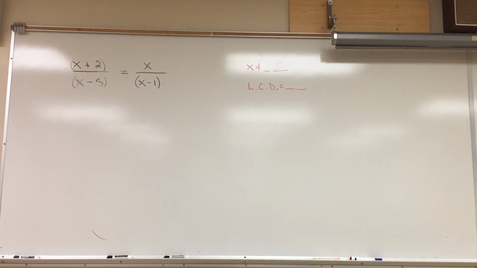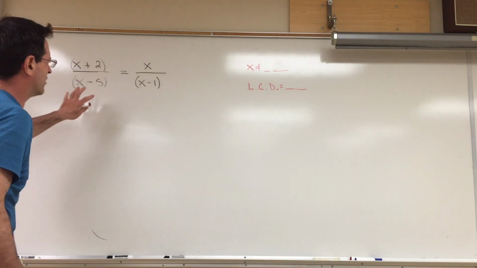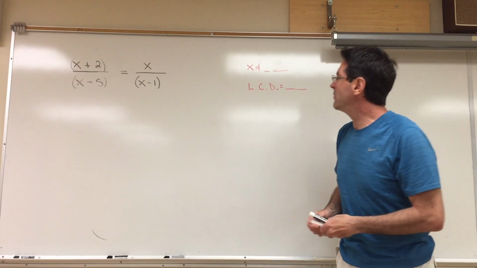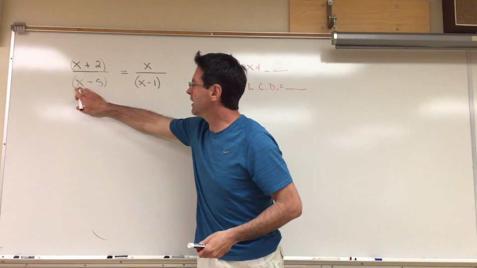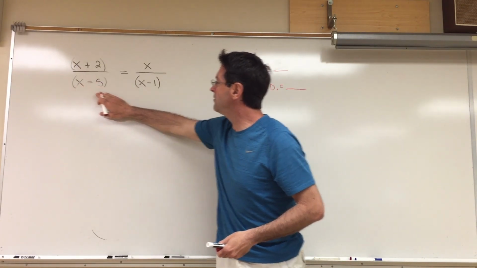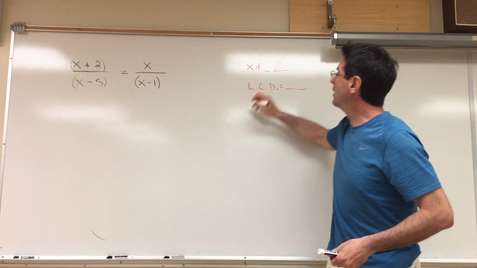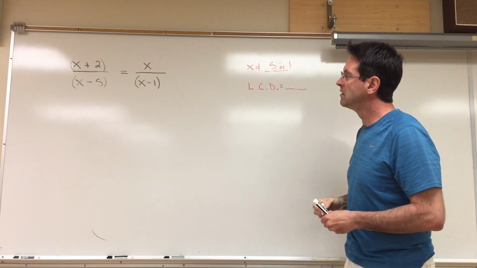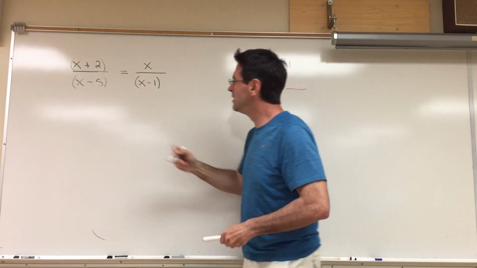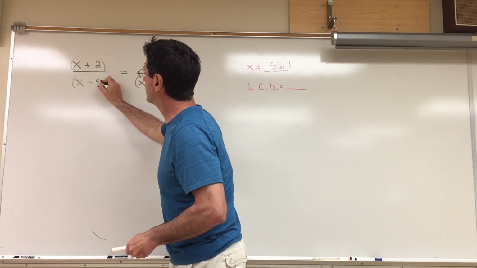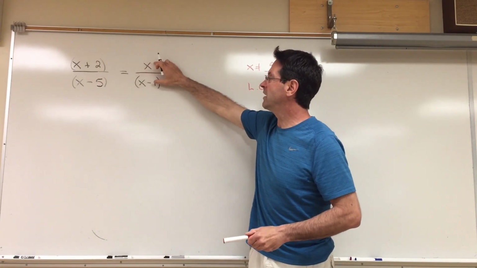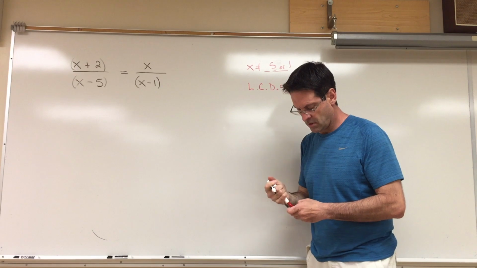Okay, this one's a little trickier because we've got binomials in the denominator, but it's still the same process. Our non-permissible values: what would I have to put in x to make this bracket equal 0? 5 or 1. So our non-permissible values are 5 or 1. Let me make that stand out some more over here. This says x plus 2 over x minus 5 equals x over x minus 1.